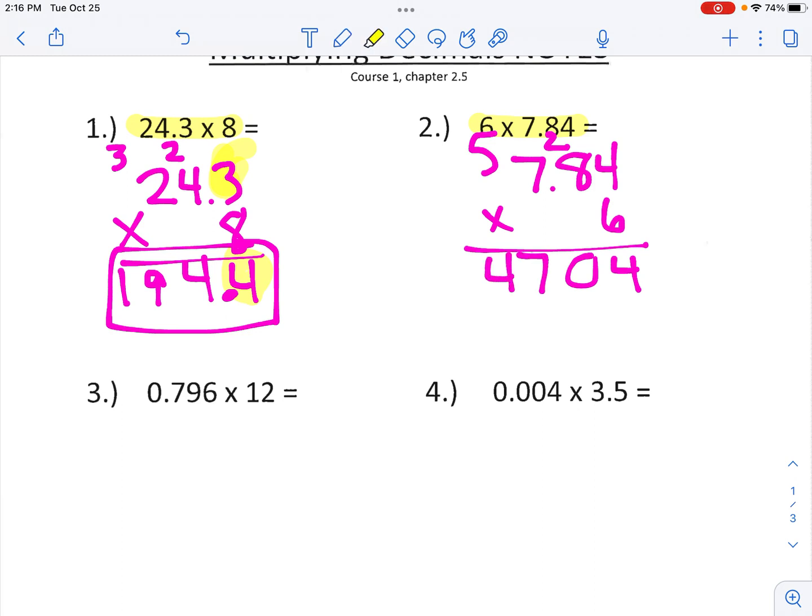Now we see that we had an 8 behind the decimal and a 4 behind the decimal. That's 2 digits. So we must have 2 digits behind the decimal in our answer. So our decimal is going to sit right here. Answer 47 4/100.